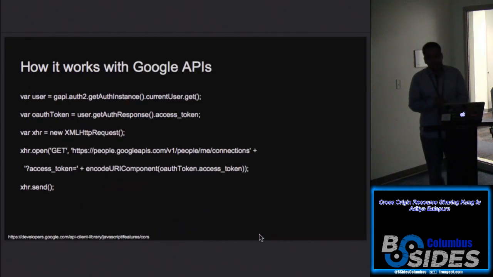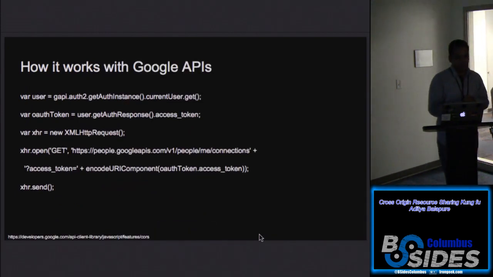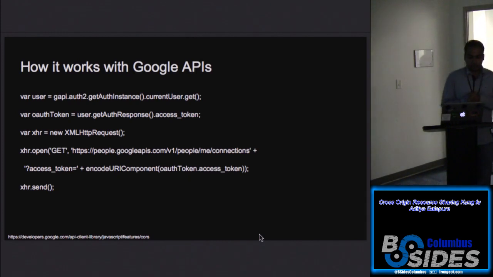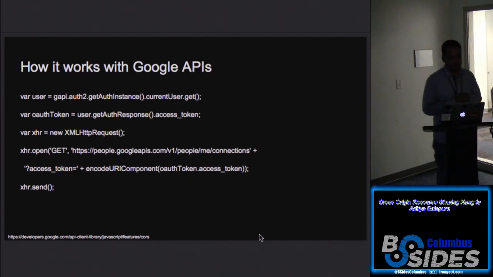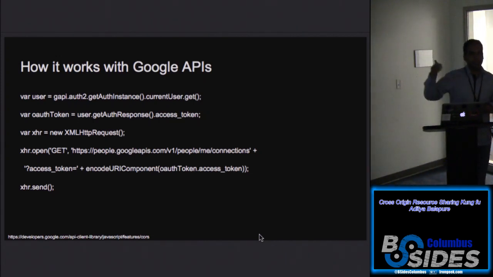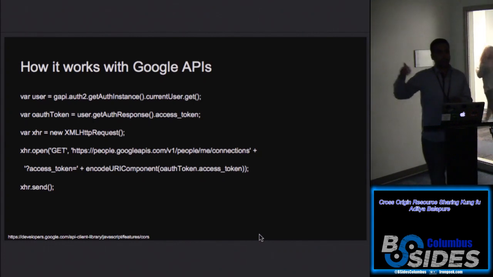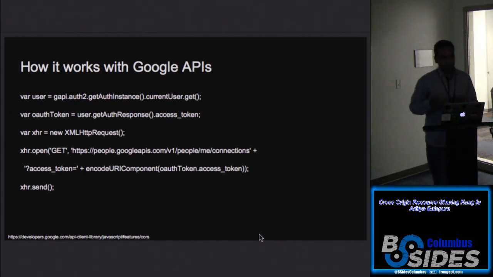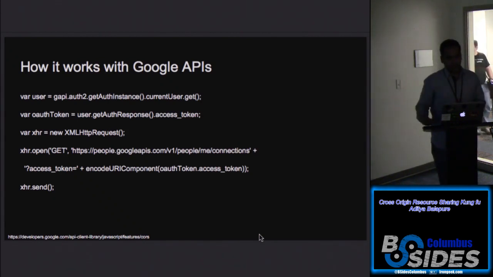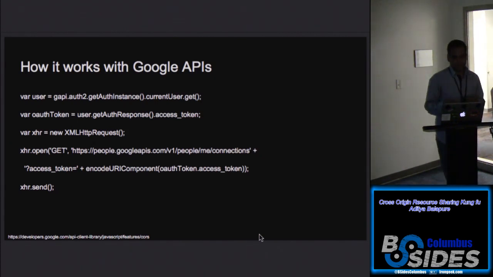Here's how it works with Google APIs, which also allow cross-origin requests. Here's an example of a cross-origin request to people.googleapis.com with an access token. As we said, it's part of a credentialed request. The user's browser is trying to make a request on behalf of the user, adding his access token and getting some data, like connections, back from the Google cross-origin server as part of the credentialed request.